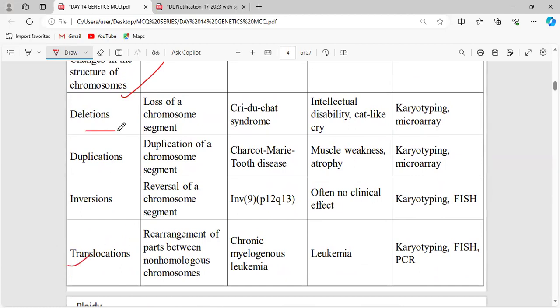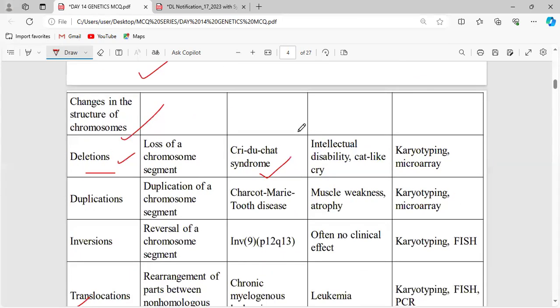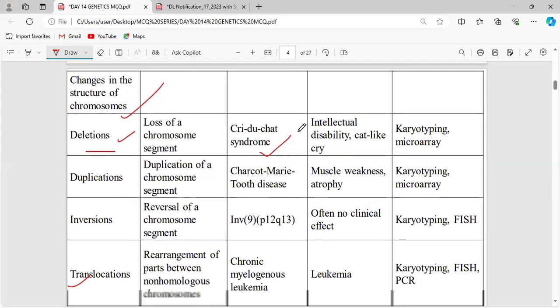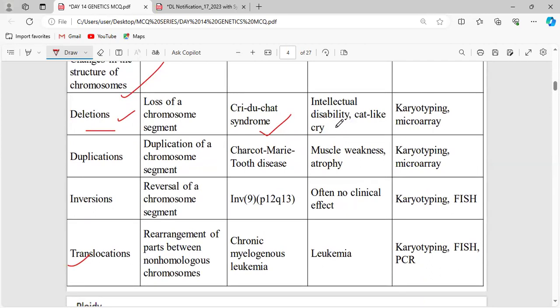Deletion: we know that if a particular segment of a chromosome is lost, it comes under deletion. One of the syndromes associated with deletion is Cri-du-chat syndrome. A person experiencing this syndrome has a cry that sounds like the cry of a cat, and also an intellectual disability. We can detect this syndrome with karyotyping and microarray.